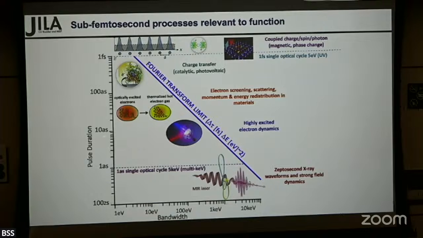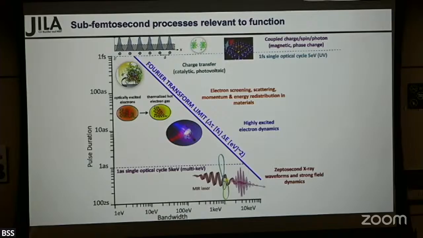Then if you think about optically excited electrons, before the electrons scatter to make a hot Fermi-Dirac distribution, that certainly can have a non-thermal distribution, because you're just taking electrons from occupied bands and sticking them somewhere. Instantaneously, that distribution will depend on the color you use. It'll depend on the transition probability. Right? So you could definitely see some of that. So that's electron screening, scattering, momentum and energy redistribution in materials. You could look at that.